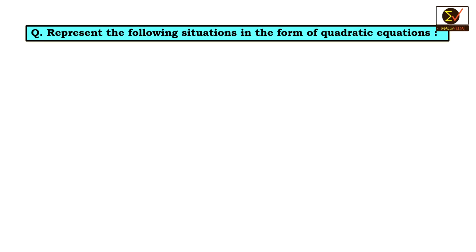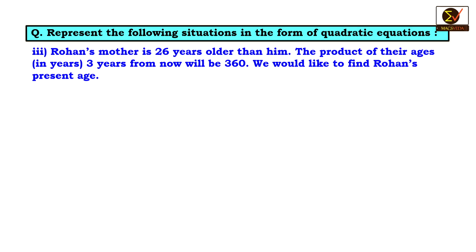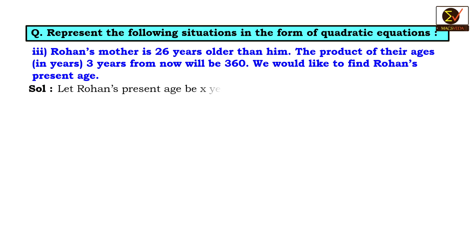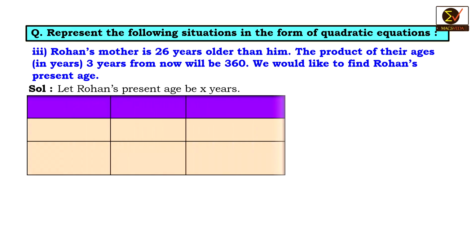Next problem. Represent the following situations in the form of a quadratic equation. Rohan's mother is 26 years older than him. The product of their ages in years 3 years from now will be 360. We would like to find Rohan's present age. So what we have to find here? Rohan's present age. So let us assume that Rohan's present age is x years. So here Rohan and his mother, present age. Rohan's mother is 26 years older than him.